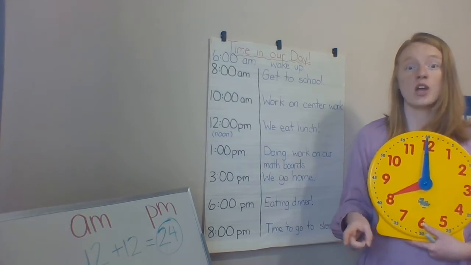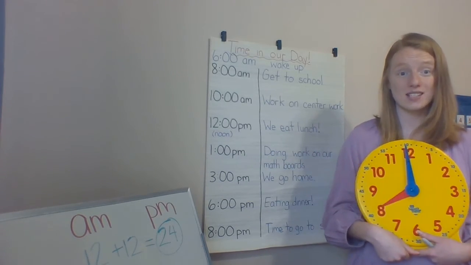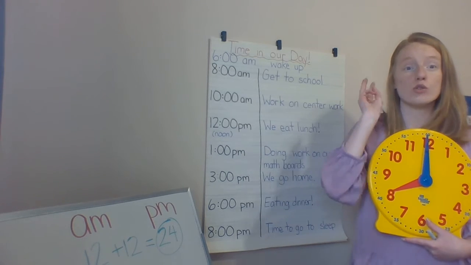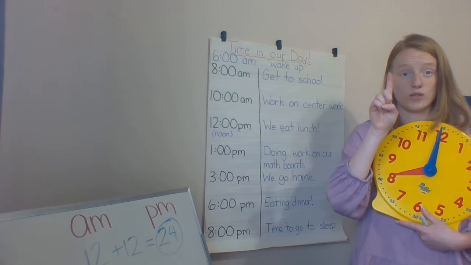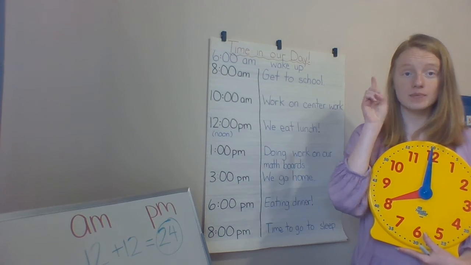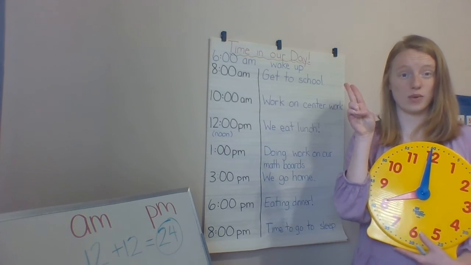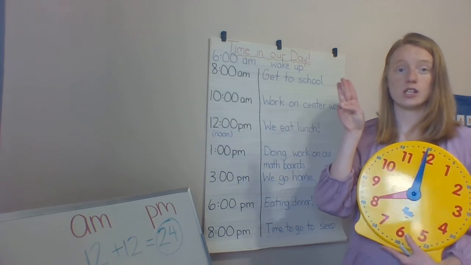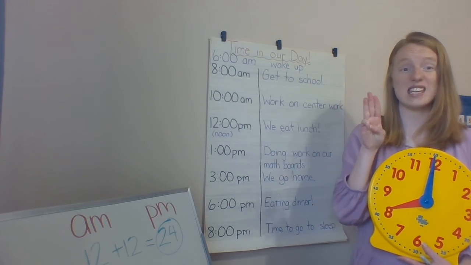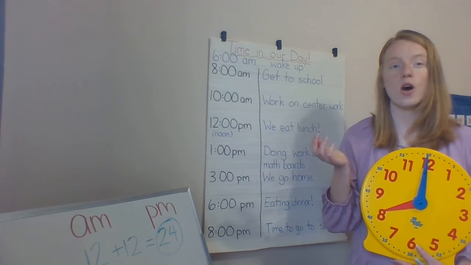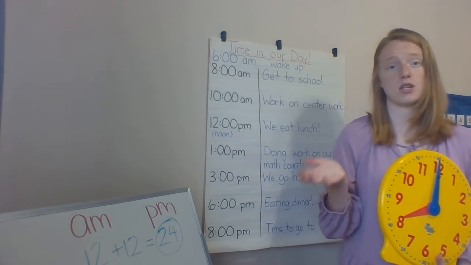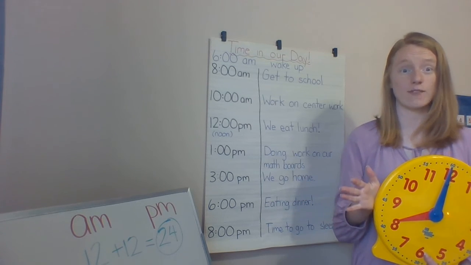So what I have for you on Seesaw today is you are going to choose 3 activities that you do during the day. You're going to choose a morning activity. You're going to choose something that you do in the afternoon. Then you're going to choose something that you do in the evening or at night. These can be any of the things that you're doing at home, or if you want to think about things that you do during the school day, that's fine too.